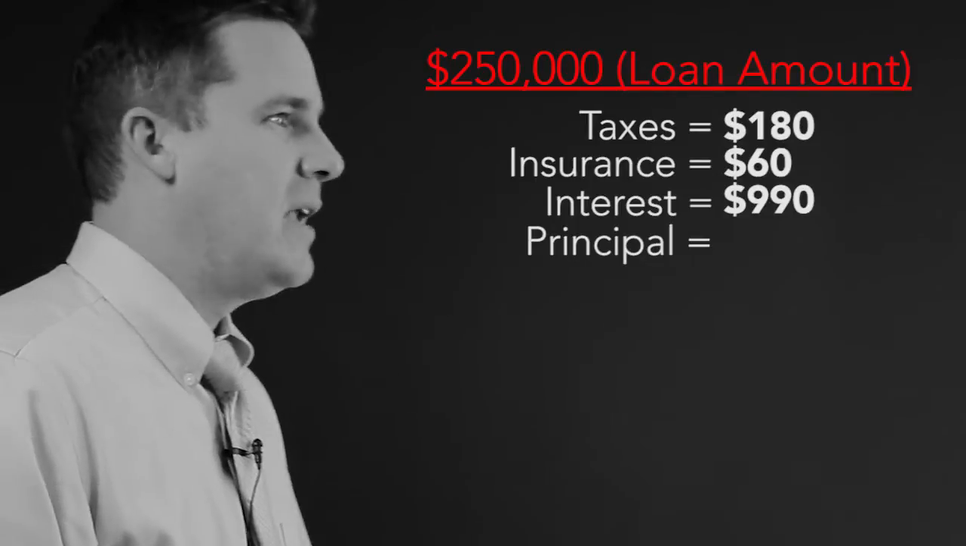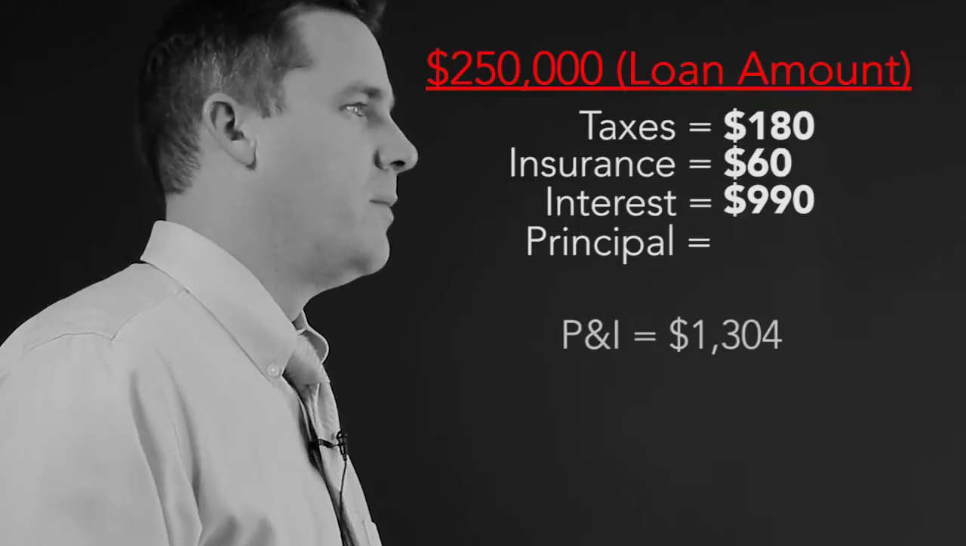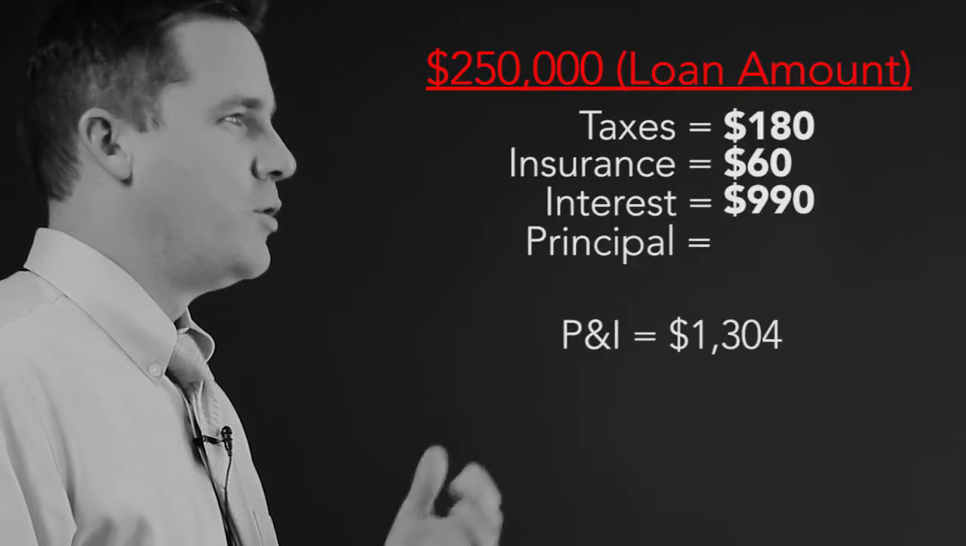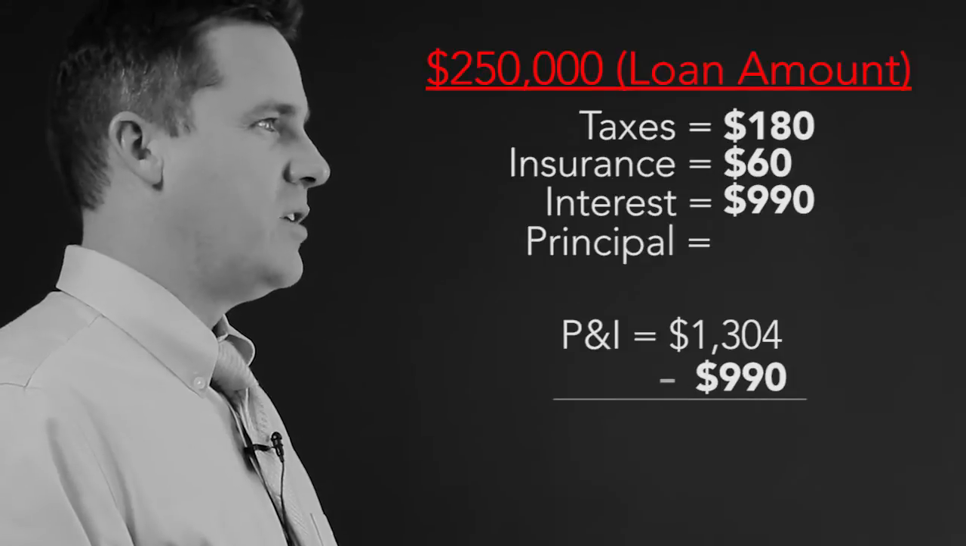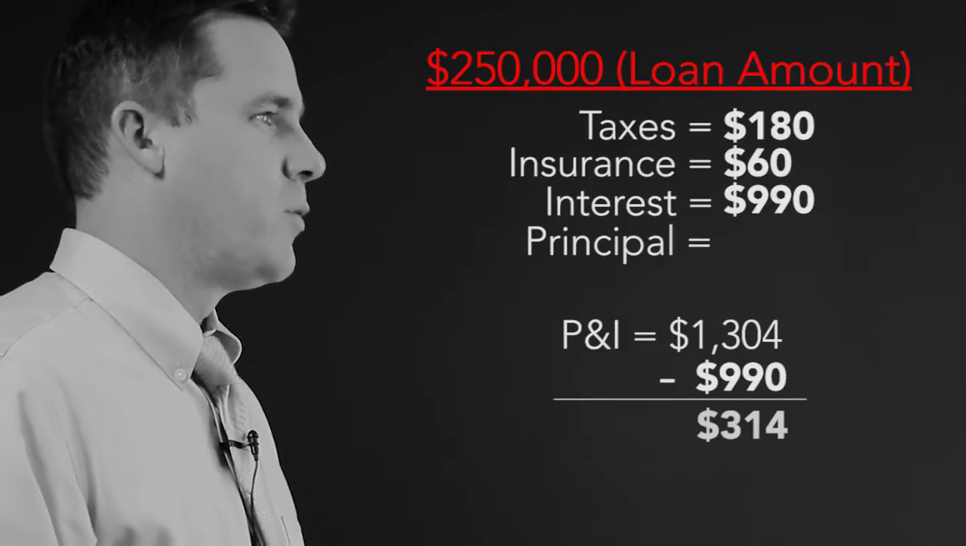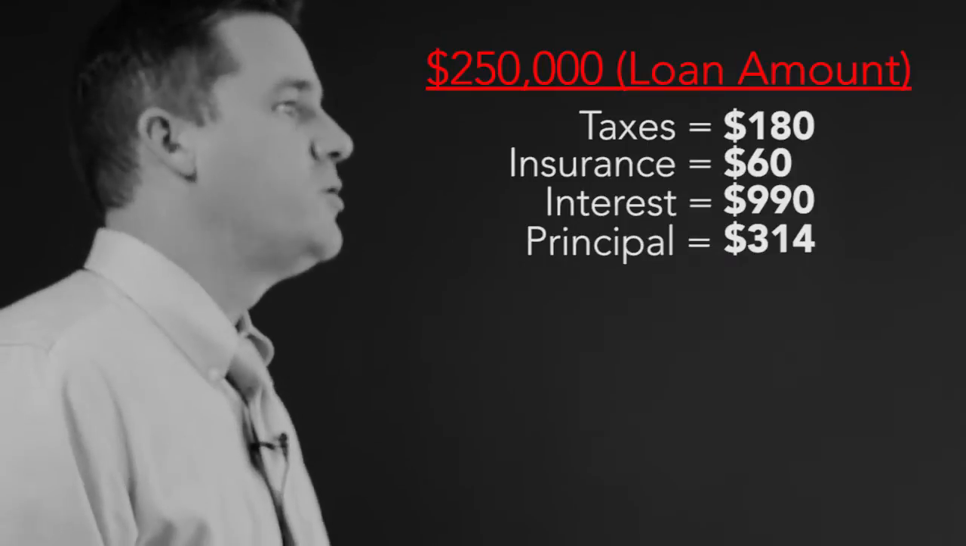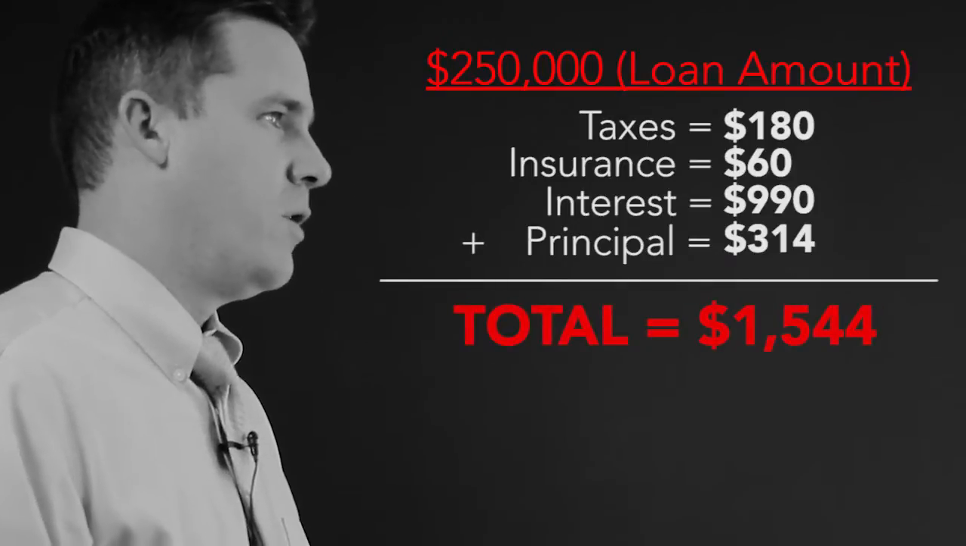All that's left to figure out is the principal, and I need a financial calculator for that. It says that the principal and interest payment is $1,304. So the principal portion of this payment you can figure is $1,304 minus $990 of interest, which equals principal of $314. Whew, finally, got all 4. All totaled up, it's $1,544. So you're rolling along right now paying $1,544 per month, and you've done that for 3 years. That's 36 payments.